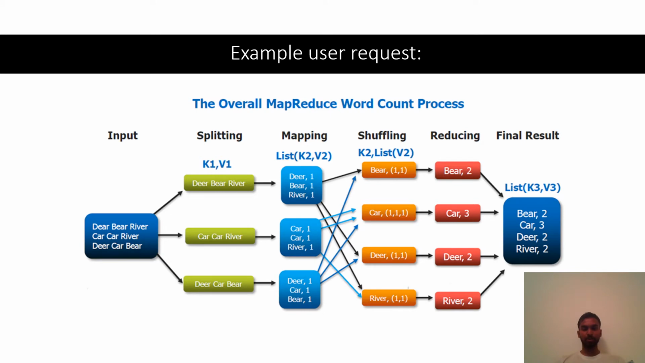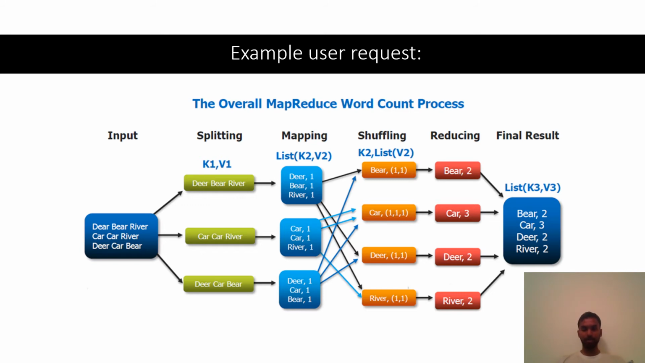And this is an example of a user request. When this is the input, and the message is entered into a MapReduce system, it is split into 3 parts. This is the first, this is the second, this is the third message, and then it is mapped into different locations.